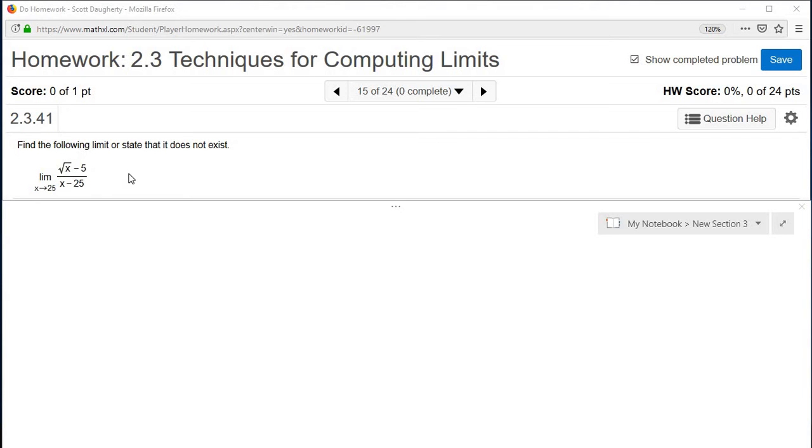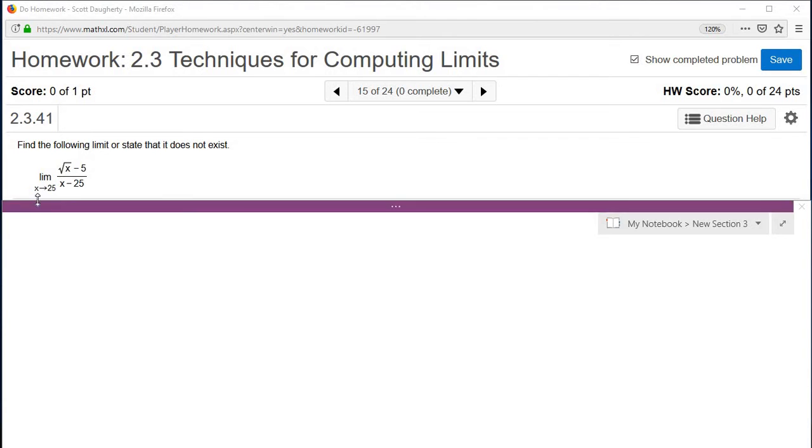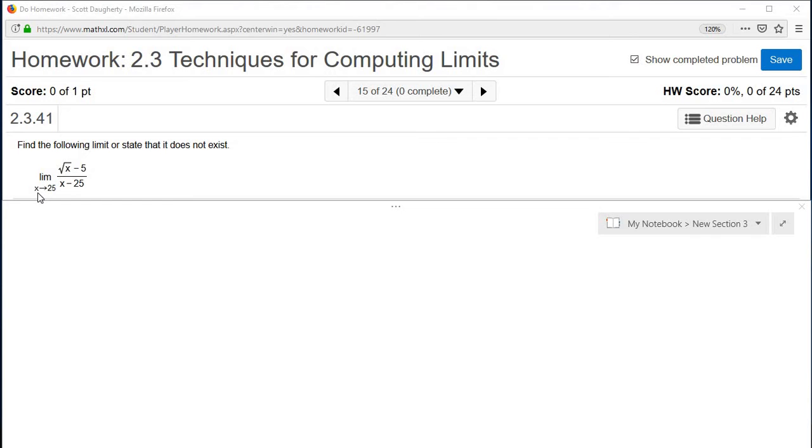Now, when you use the substitution method, you have to be very careful about how you interpret what you're doing. So basically the idea behind the substitution method is we're going to plug in, like x is approaching 25, right? And so as x is approaching 25, we're supposed to determine what the output of this function is going to get closer to, which I call the y value. So as x gets closer to 25, we're supposed to determine what the y values are getting closer to for this particular function.